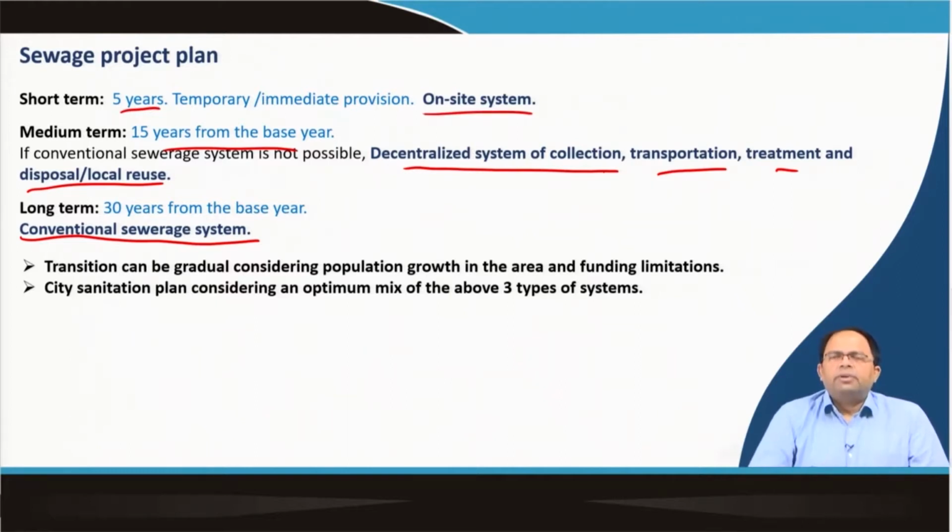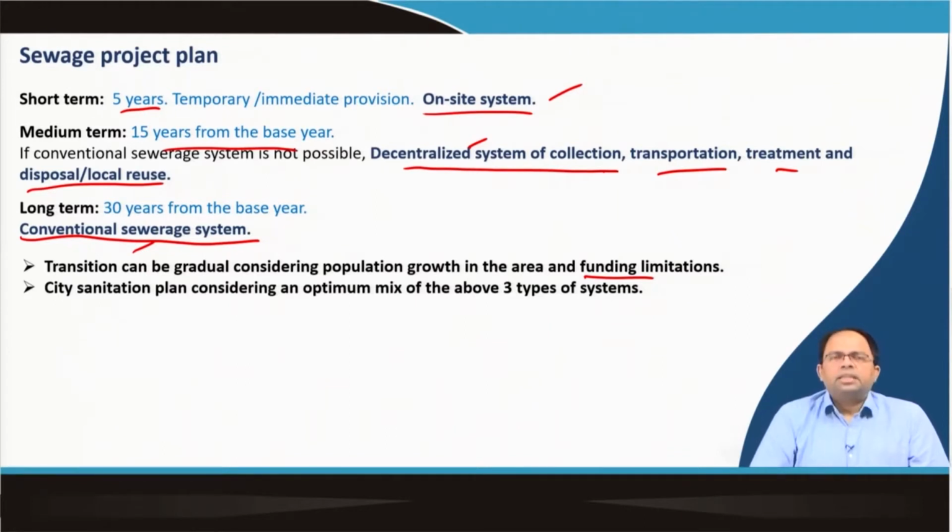On-site systems are where we provide sanitation for a particular building, or maybe a group of buildings, and we are able to treat or dispose of the waste in a proper manner. So, the on-site system, decentralized system and conventional sewerage system are the three options available to us. The city will gradually transition as the population grows and taxes become higher, so we should not have funding limitations, and at the end of 30 years we can have a conventional sewerage system. But initially we can go for on-site systems, decentralized systems and so on.